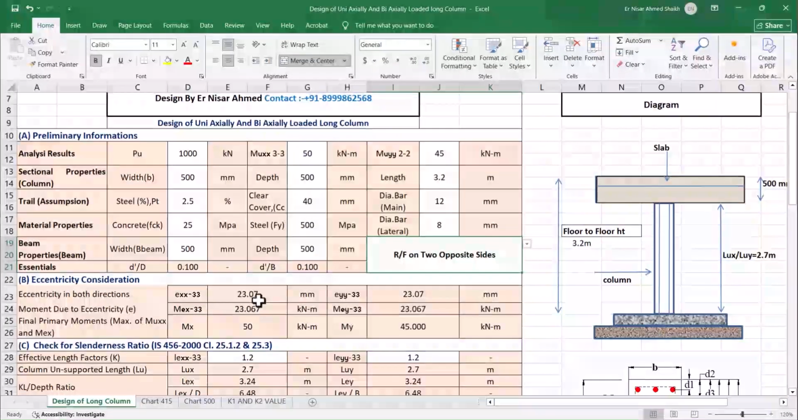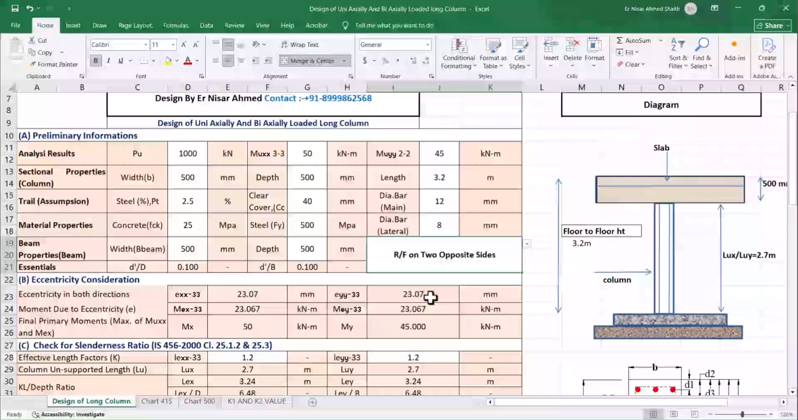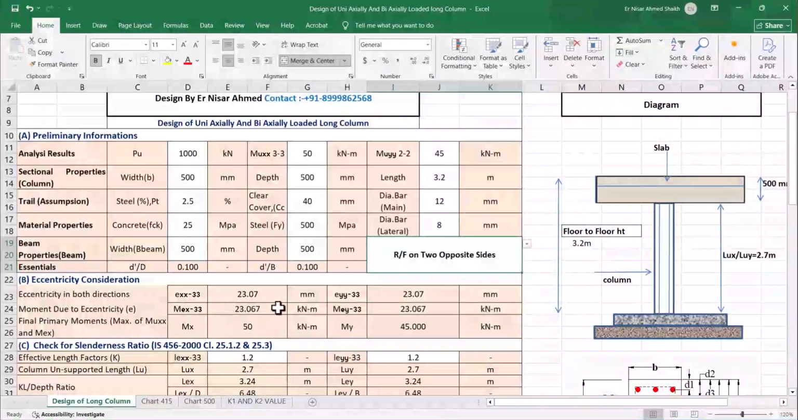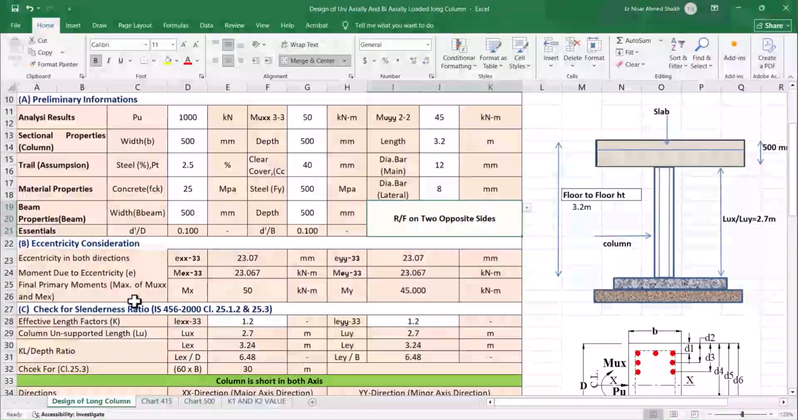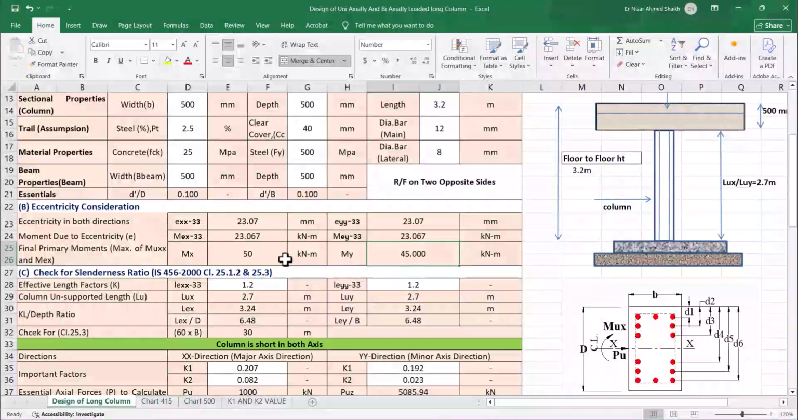Now we calculate the eccentricity according to our formula. First we calculate the eccentricity, then after calculating eccentricity we calculate the moment due to eccentricity, Mx. Then the final primary moments: this is the Mx, this is the My.